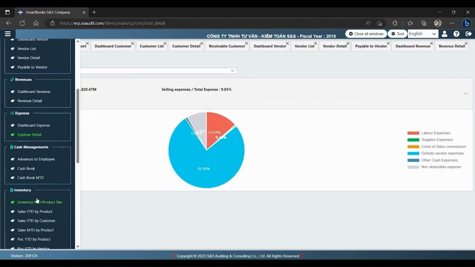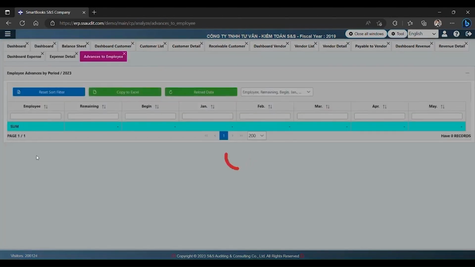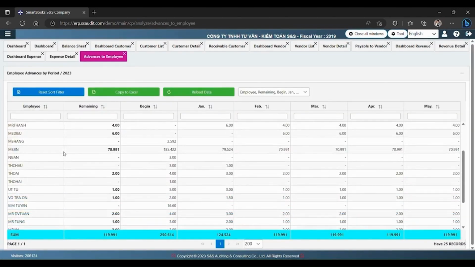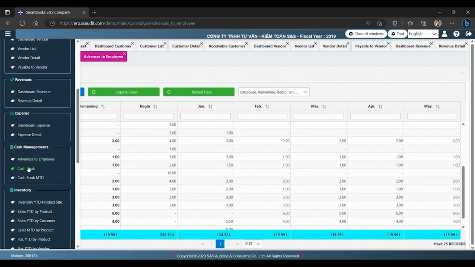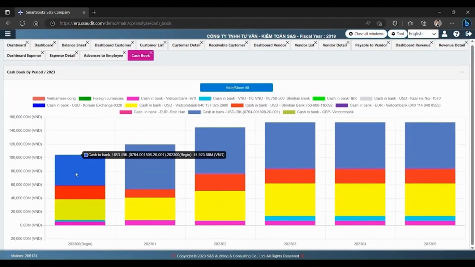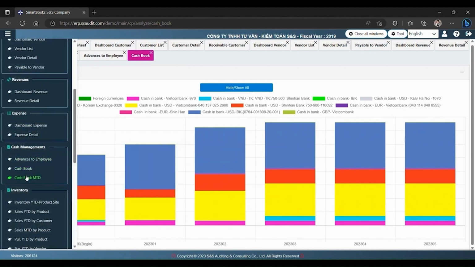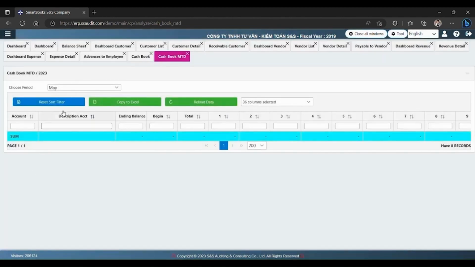Cash managements. Employee advances by period. Advances by this year for each employee. Cashbook by period for each bank account. Cashbook month to date. Choose period and load data.